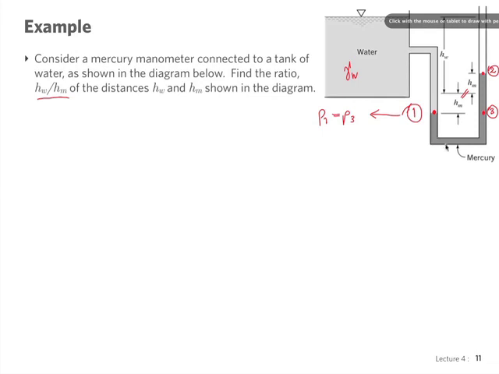And I'm going to call the gamma of mercury gamma M, for water gamma W, and so we have P1 equals P3.